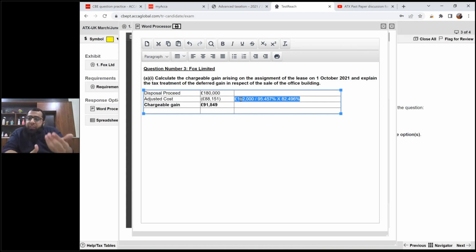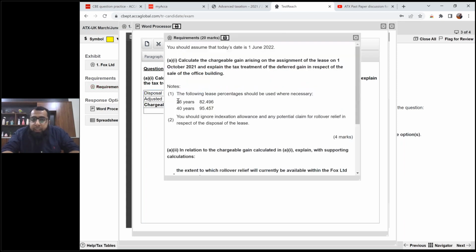In case of more than 50 years, we calculate normal CGT. The adjustment is done when the lease is of less than 50 years. When the lease is of less than 50 years, we divide it by the total period and multiply it by the remaining period. These percentages were given here in the requirement, the 40 years percentage and the 26 years percentage. We divide with the total period and multiply with the remaining period.